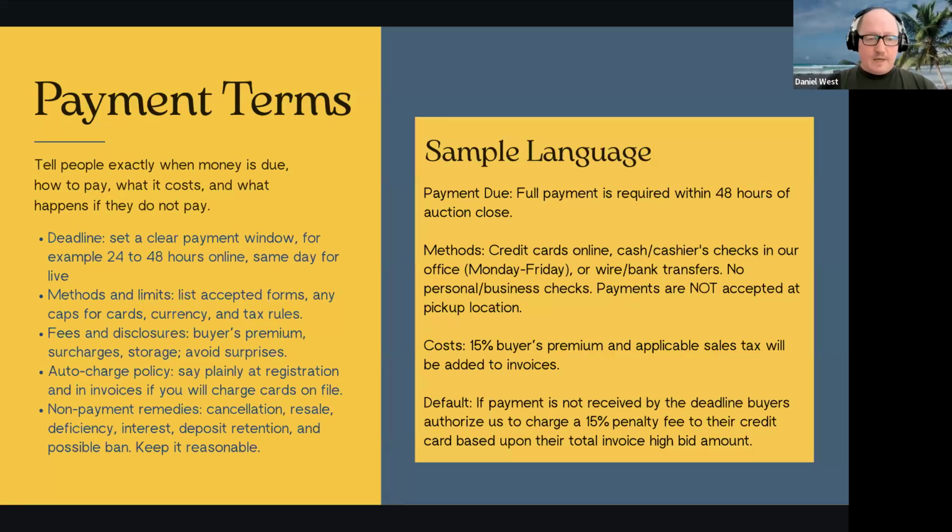All right, I don't want to diverge too far from the outline here, but we get to the methods and the limits. Not everyone has limits, and it's fine if you don't. What we mean by limits is if you're going to accept credit cards, you might want to try to mitigate the risk of loss due to chargebacks and fraud by setting a cap.